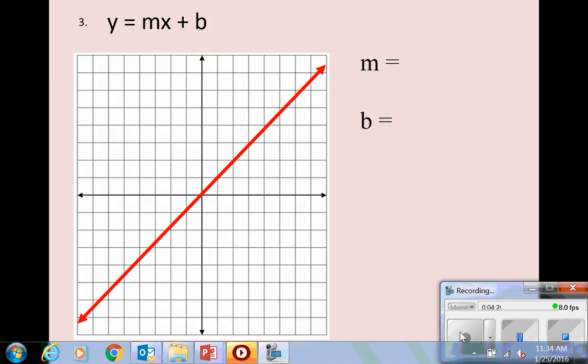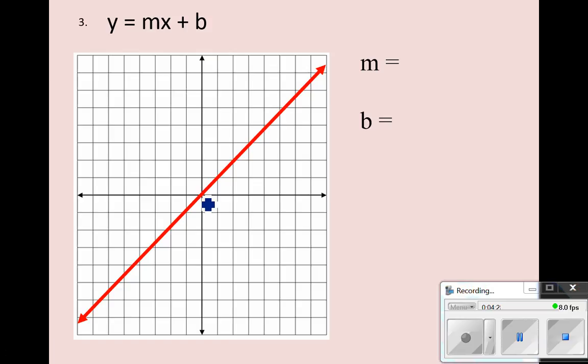So to figure out the M and the B, I'm going to start by doing the B first. So I'm going to put a star where the B is, which is the Y, all the way down, and that's where it crosses. And that point is 0, 0. So I'm going to put a 0 for the y-intercept. Then I'm going to do the rise over run.